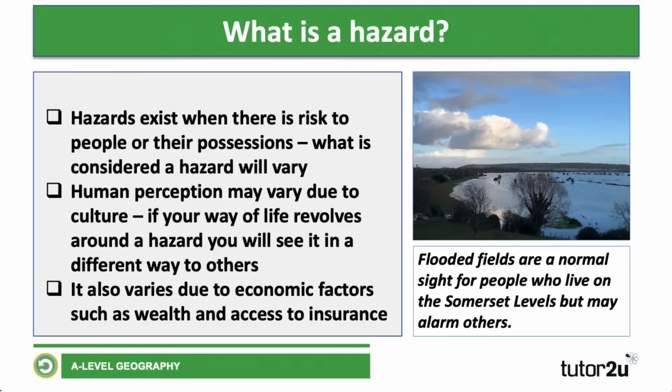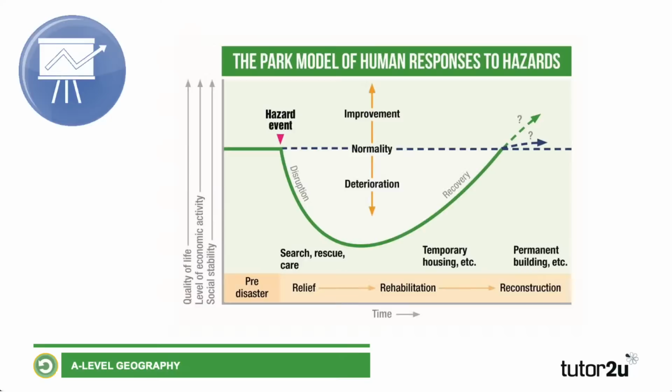Now, there are a couple of models we need to know about in relation to hazards. So if I could have the next slide, please. Here we have the PARC model of human responses to hazards. So this is one of the two we need to know about. Now, this chart presents the three key phases that follow a hazard event. So we've got relief, so the emergency relief. Then we've got rehabilitation, and the phase of reconstruction, which are presented in that order, as the PARC model says, this is the sequence of events that takes place after a significant hazard, which has impacted, as we can see from the y-axis of that graph, the quality of life.